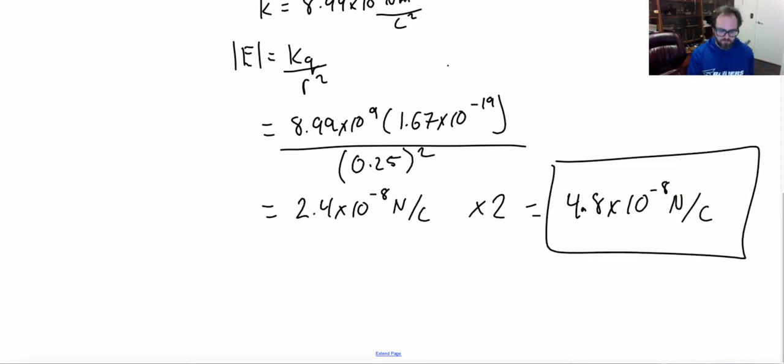Now, one thing we have to remember is that this is a vector, so I have to put in which direction, and this is going to be to the right. And that's it.